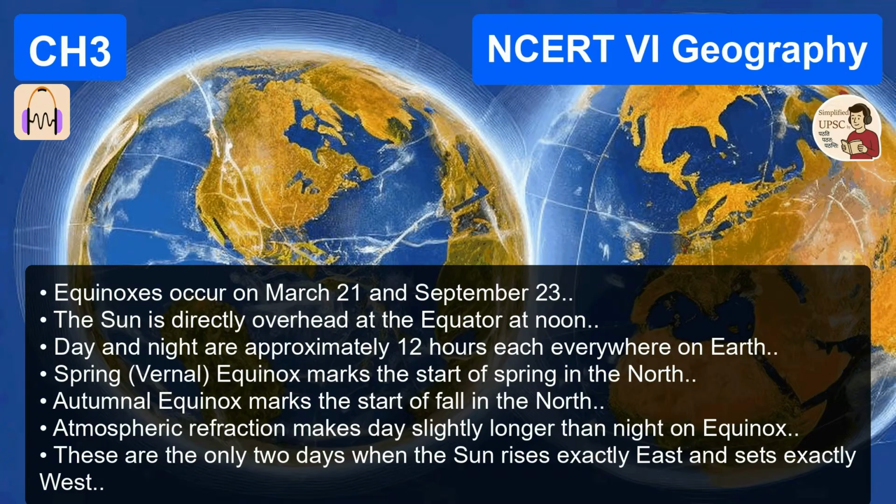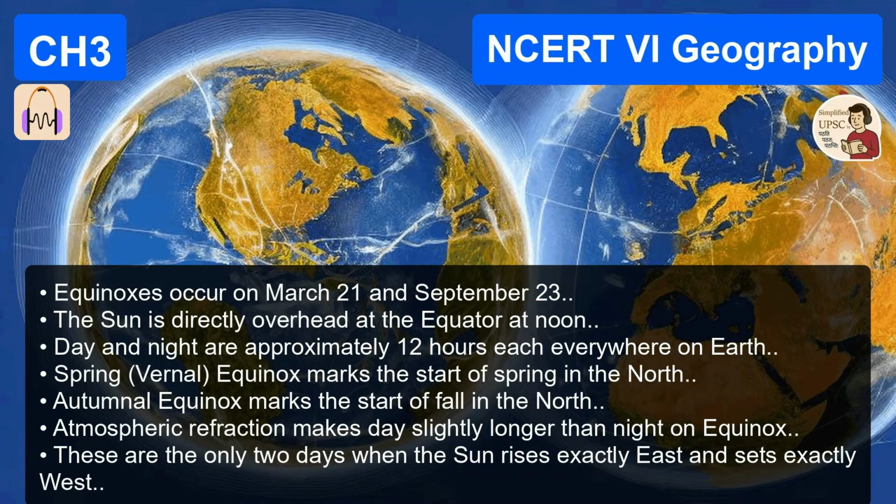I love that. Okay, let's bring it home. Summary time. Let's make this stick. Okay, let's unpack the key takeaways for your mental cheat sheet. Rotation is the spin. It causes day and night. The period is 24 hours, and the NCERT calls it the Earth Day. Revolution is the orbit. It takes 365 and a quarter days. That extra quarter day creates the leap year every 4 years to keep our calendar accurate.